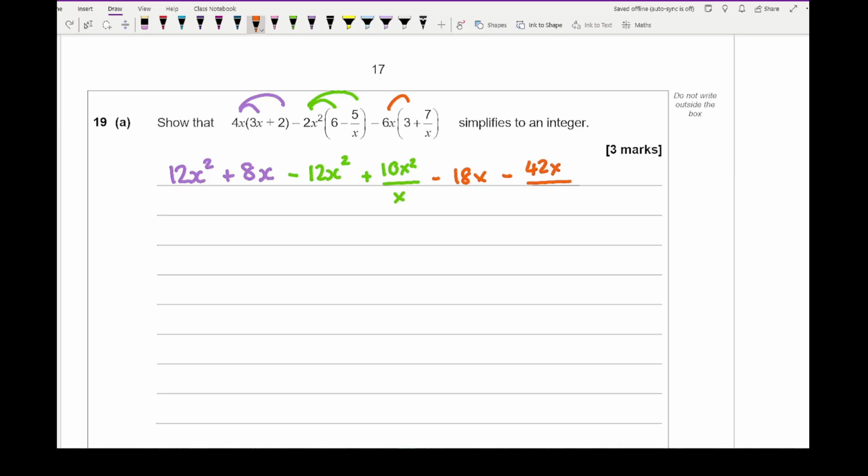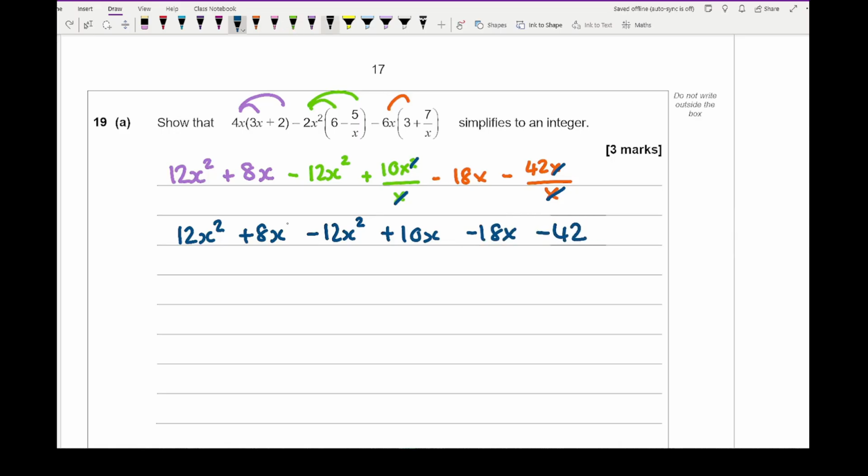42x over x. Now, from this, what we then need to do is cancel things down. So this x cancels with that x. This x cancels with this. So rewriting this, I get 12x squared plus 8x minus 12x squared plus 10x minus 18x minus 42.